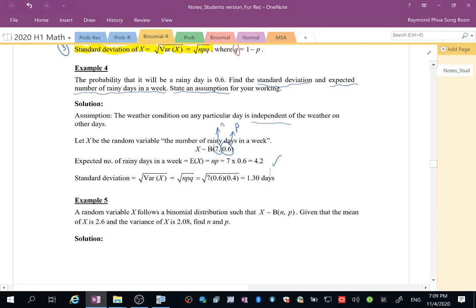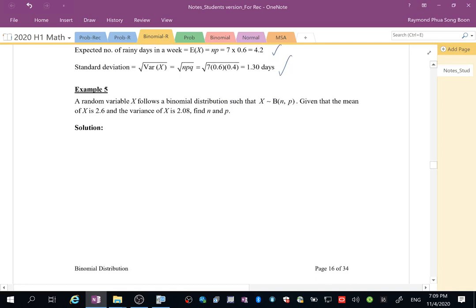Likewise for standard deviation and variance of X. Standard deviation will be the square root of variance of X, which is the square root of npq. So you just substitute in the values and key into your GC, round off to 3 s.f., 1.30. Again, it's fine that this is not a whole number, because standard deviation or variance, just like expectation, are just theoretical values.